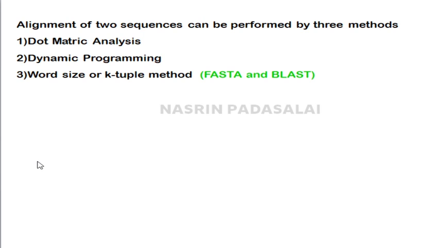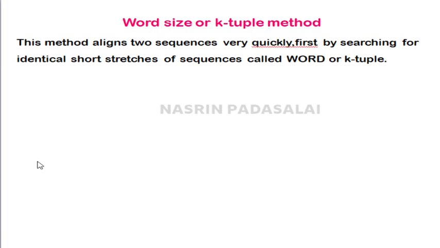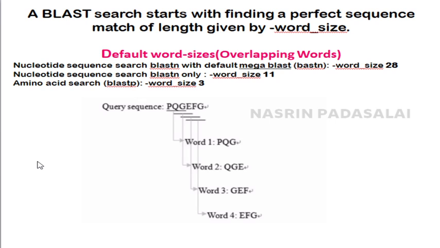Next, we were speaking about sequence alignment. Sequence alignment between two sequences is performed by three methods: dot matrix analysis, dynamic programming, and the last method, which is widely used, and which FASTA and BLAST bioinformatics programs also use, called the word size or K-tuple method. So this method aligns two sequences very quickly, first by searching for an identical short stretch of sequence called a word. This is also called a K-tuple. So this is how the BLAST program works.